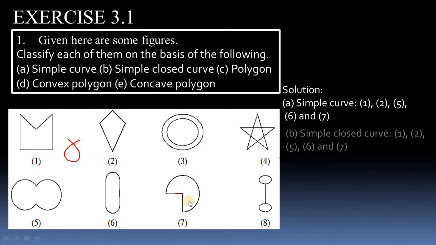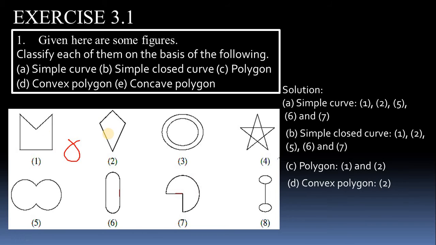These are the answers for simple closed curve. It is simple but it should be closed, so the same answer will be there as you observe. Next one, polygon. Clearly here 1 and 2 are polygons. What is the definition of a polygon? It consists of line segments and it should be closed. So they are closed also.